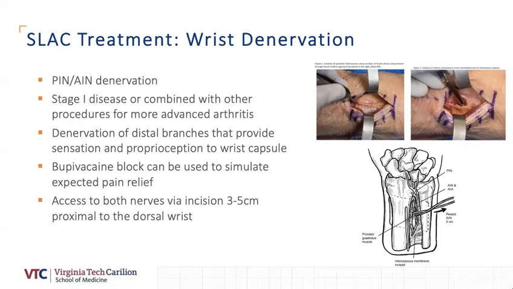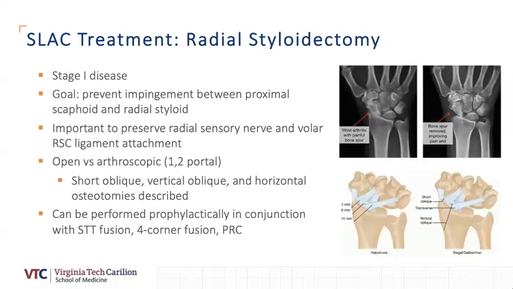And you can do a bupivacaine block to simulate what their pain relief will be with this procedure, to give the patients an idea of if they'd want to pursue this. The advantage of this is it's minimally invasive with very minimal downtime compared to some of these other procedures. And this can be done by accessing both of those nerves via a 3 to 5 centimeter incision proximal to the dorsal wrist.